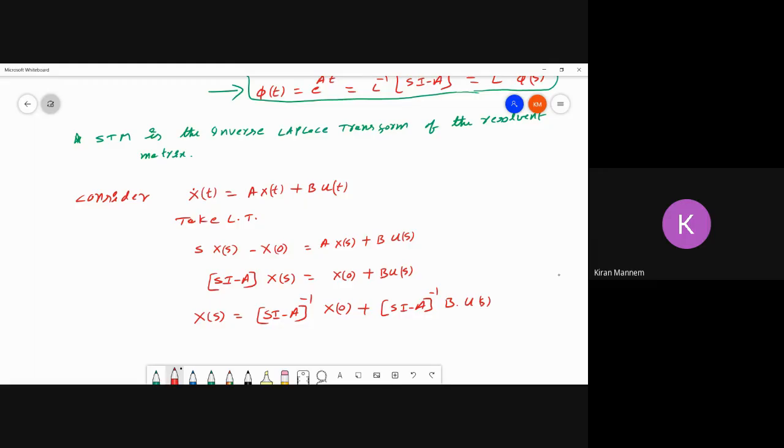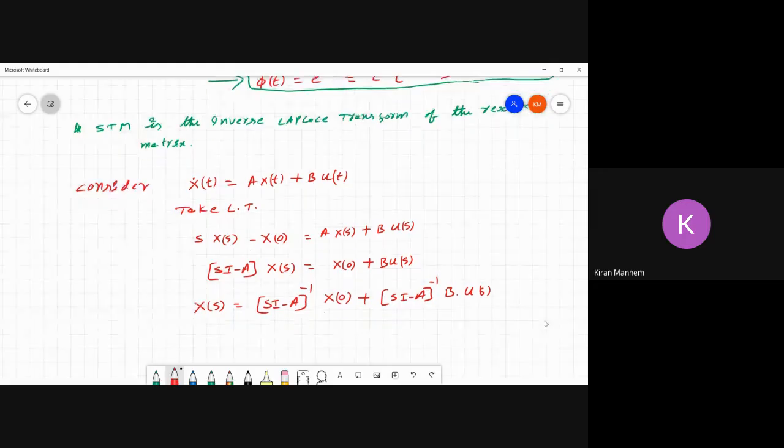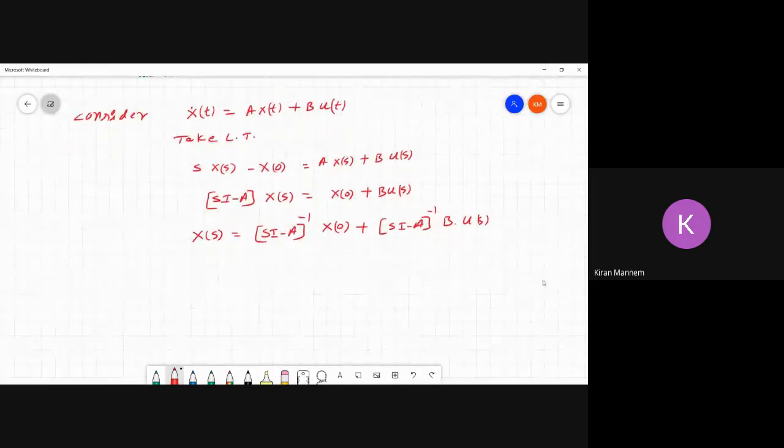So I can write it as X(s) is equal to (sI minus A) inverse, which is nothing but your resolvent matrix Φ(s). I can take it as common, or I can write it as X(0) plus B into U(s), right?